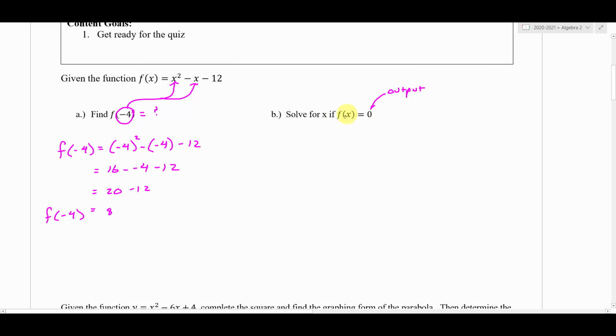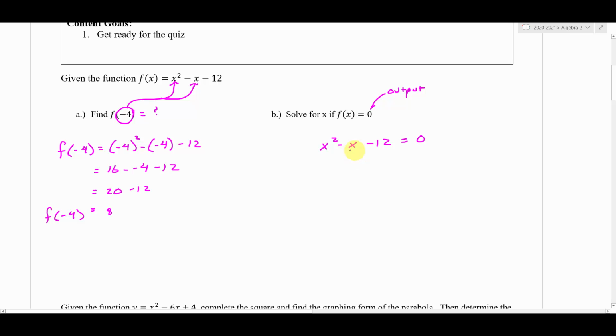And our job is to find the input. And to do that, we need to take the function, so x squared minus x minus 12, and we have to set it equal to the output, which is 0. Okay, and hopefully you recognize the situation.